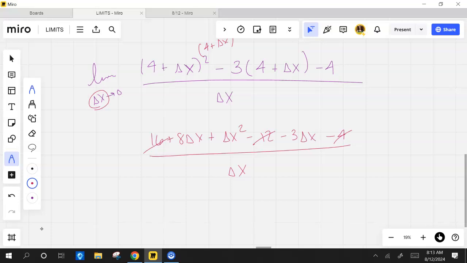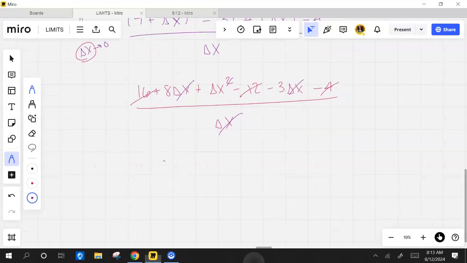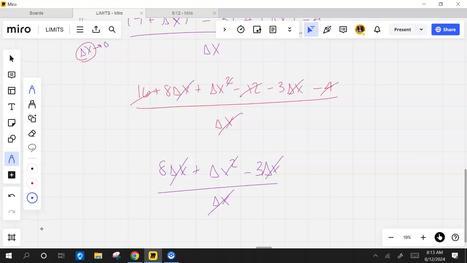Then, because I'm lazy, I go ahead and take a delta x out of everybody now, because I see that they all have one. If you need to write it, by all means write that. 8 delta x plus delta x squared minus 3 delta x over delta x, and now take a delta x out of everybody. Whatever way you do that. Or you could have combined the like terms first, 8 and negative 3.